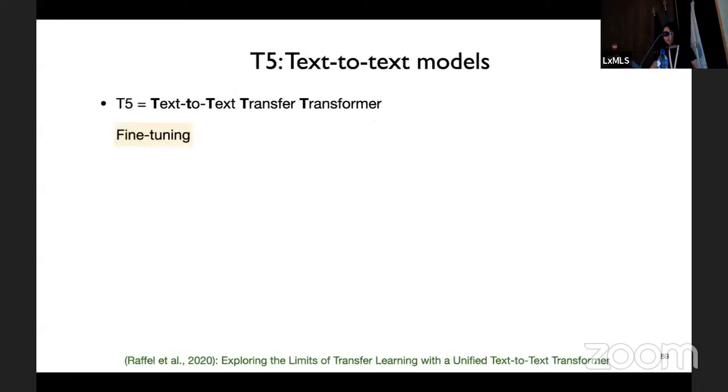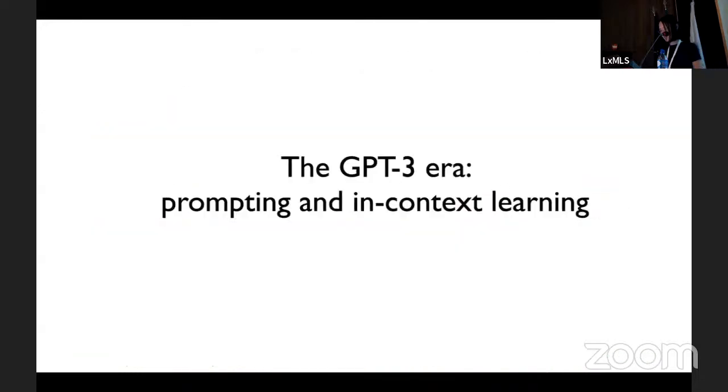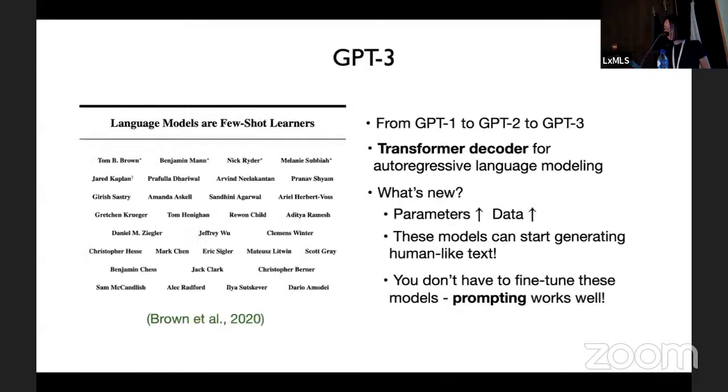Okay, I'm just going to move on to talk about GPT-3. So next I'm going to talk about GPT-3. The GPT-3 paper came out in 2020. It's a really, really important paper.